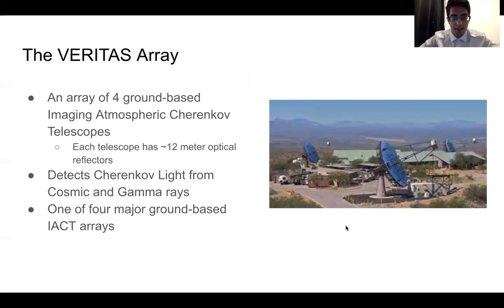The specific IACT we use in our lab is the Veritas array, which is an array of 4 ground-based IACTs that each have a 12-meter optical reflector, and it's based in Arizona. These IACTs, as we said earlier, detect Cherenkov light from cosmic and gamma rays, and they're one of 4 major ground-based IACT arrays around the world.